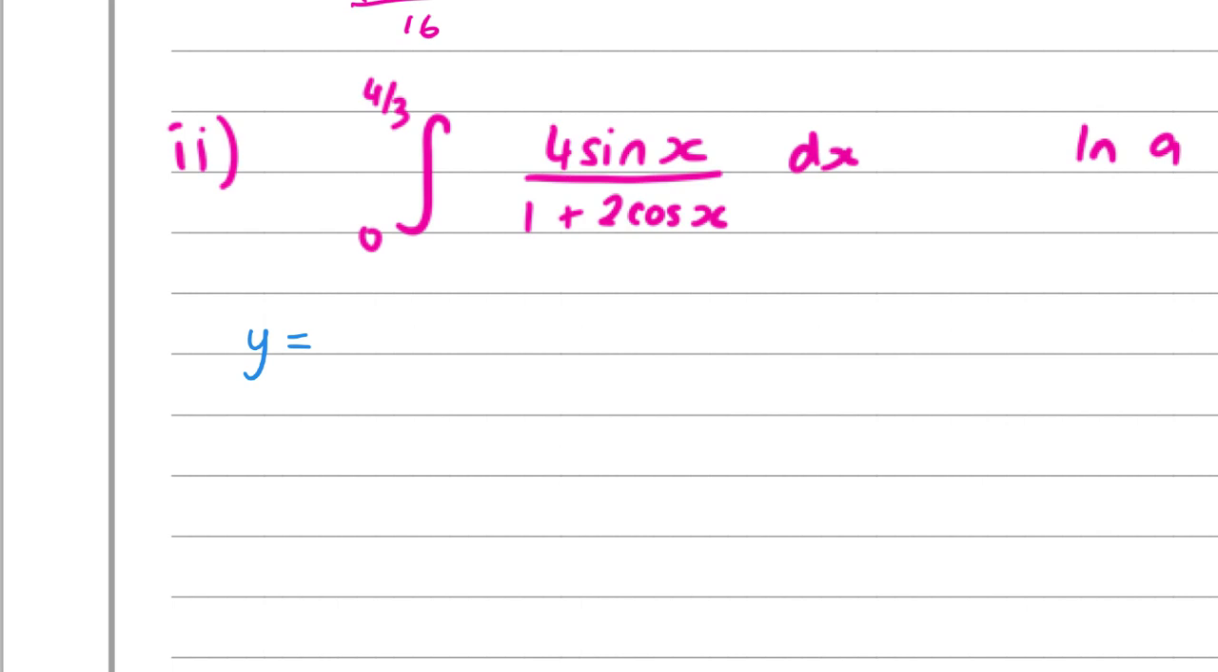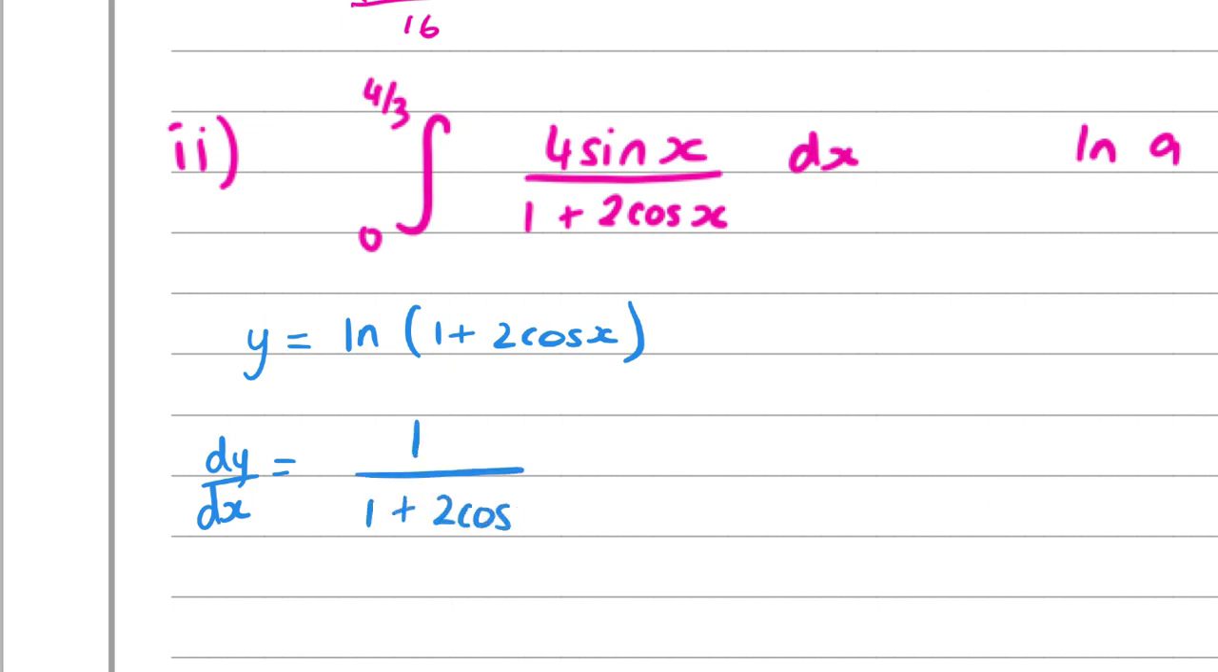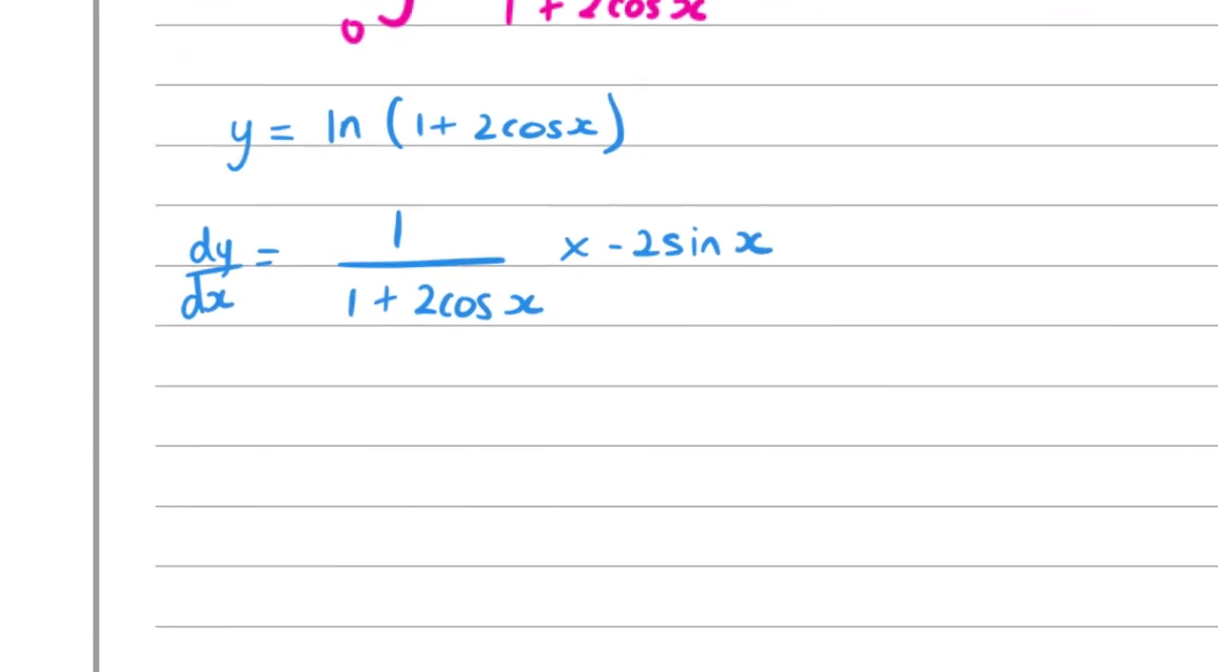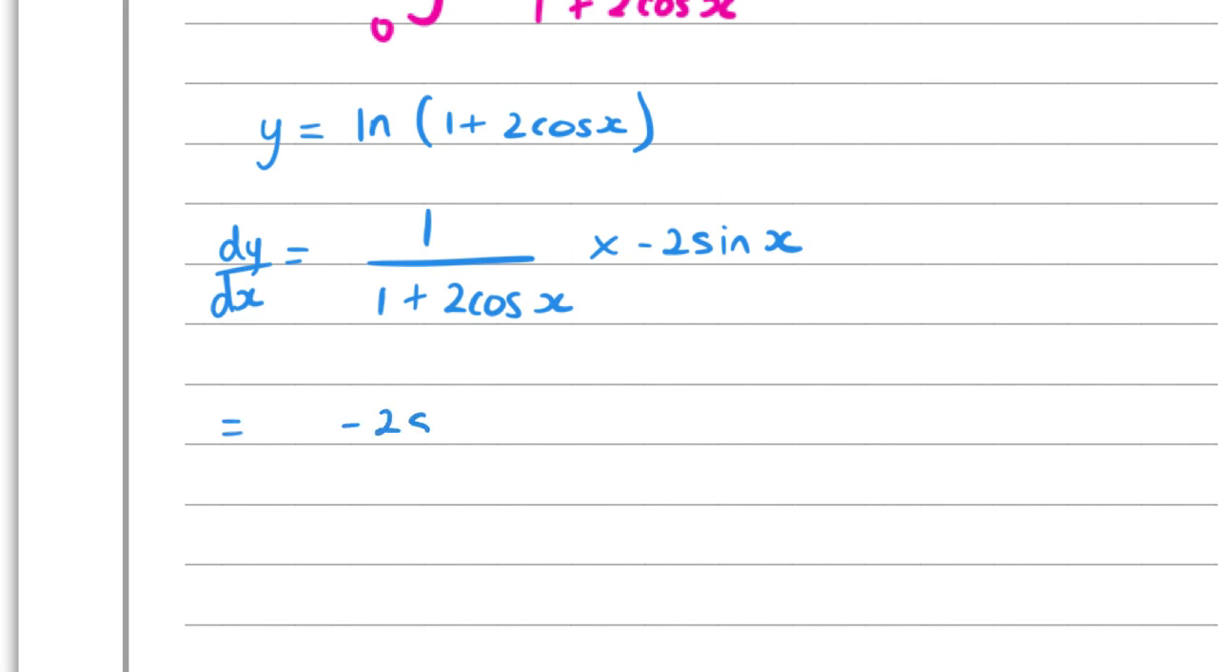We know that y equals ln of 1 plus 2 cos x differentiates to 1 over 1 plus 2 cos x. Now, we know when we differentiate, we also need to multiply by the differential of the bracket. What is the differential of 1? 0. The differential of 2 cos x is actually minus 2 sine of x. So that leaves me with minus 2 sine x over 1 plus 2 cos of x.